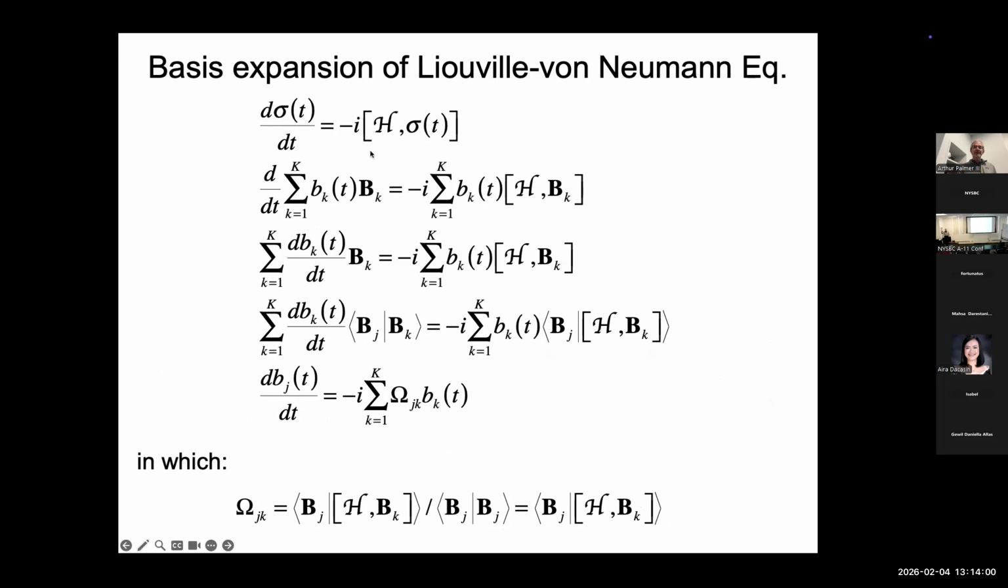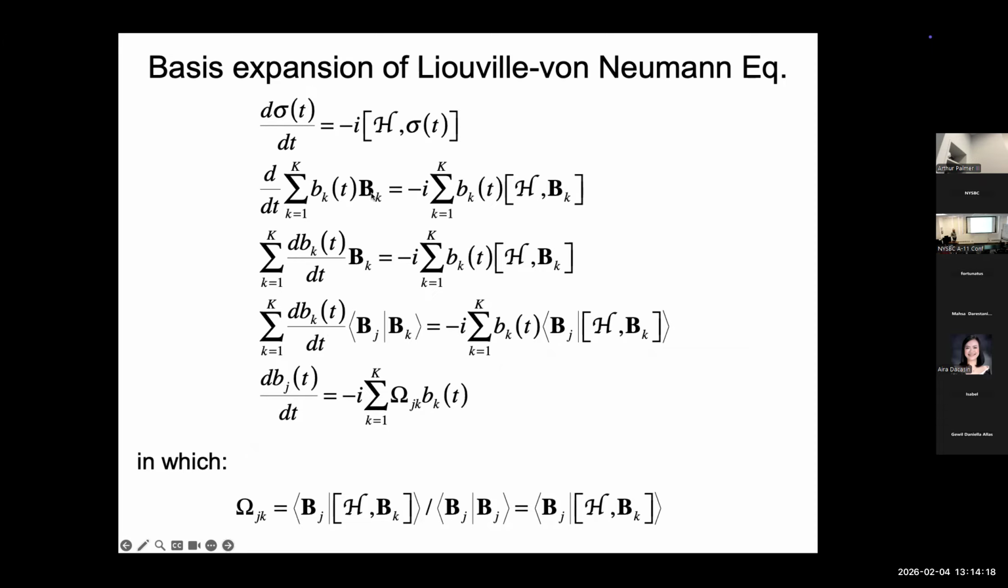So here is this idea for the Liouville-von Neumann equation. I'm going to write sigma as some sum over a set of basis operators.